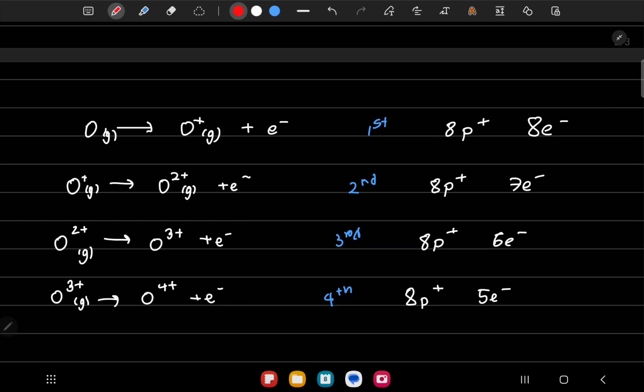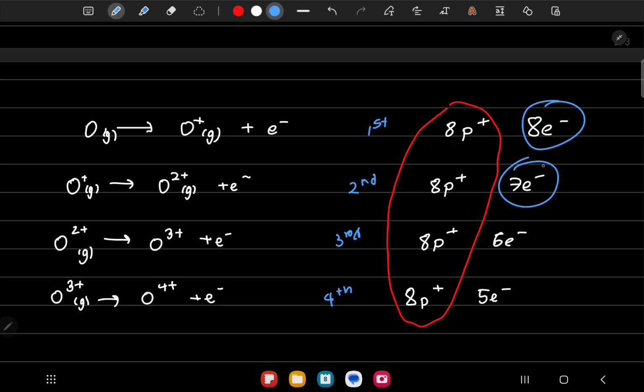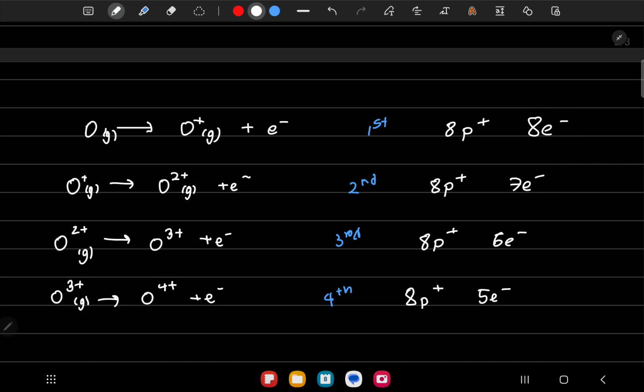Or I can think of the protons as a company. So the company has the same profit. So this is 8. They have the same profit, but as we go down, initially there were 8 employees, now 7, then 6 and 5. So if I make the same money and have fewer employees, I can pay more to each employee.